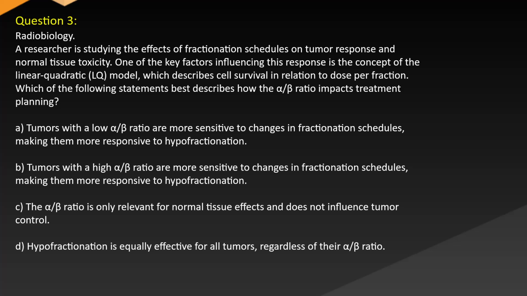A. Tumors with a low alpha/beta ratio are more sensitive to changes in fractionation schedules, making them more responsive to hyperfractionation. B. Tumors with a higher alpha/beta ratio are more sensitive to changes in fractionation schedules, making them more responsive to hyperfractionation. C. The alpha/beta ratio is only relevant for normal tissue effects and does not influence tumor control. D. Hyperfractionation is equally effective for all tumors regardless of their alpha/beta ratio.